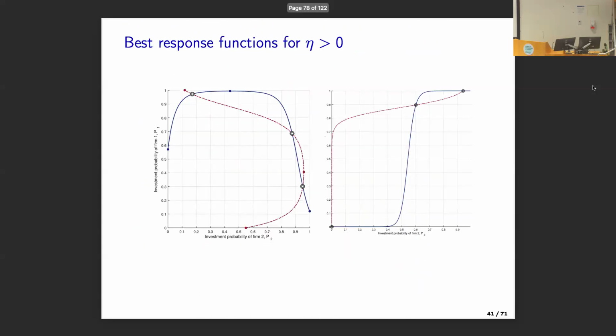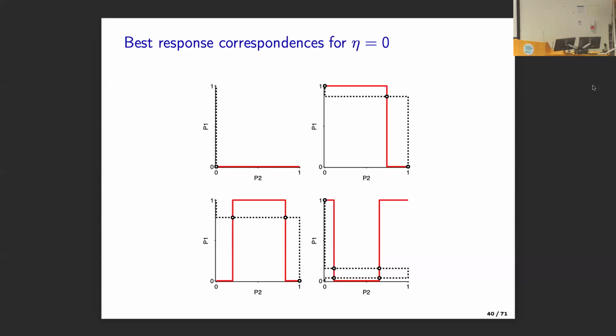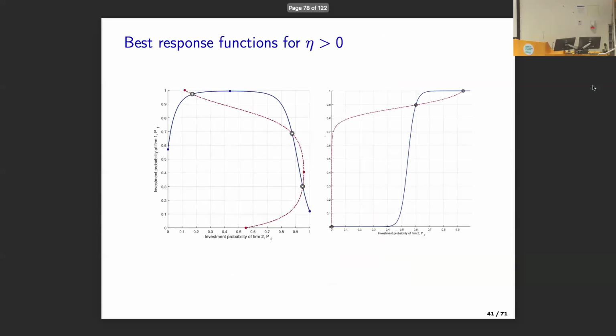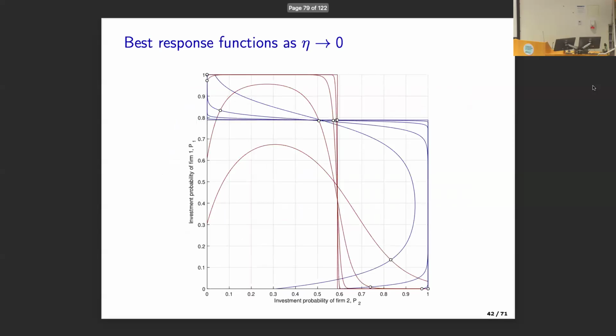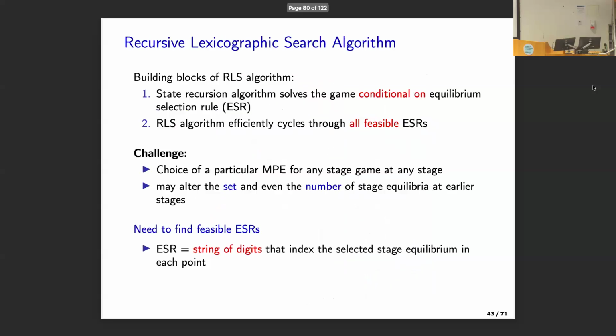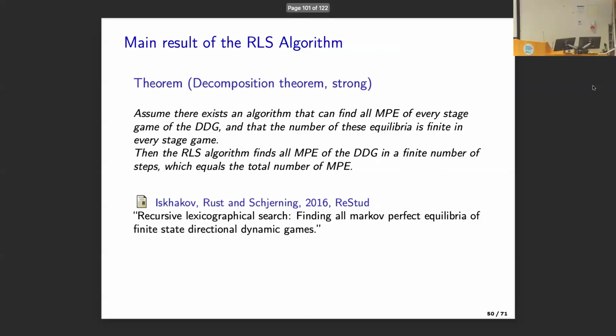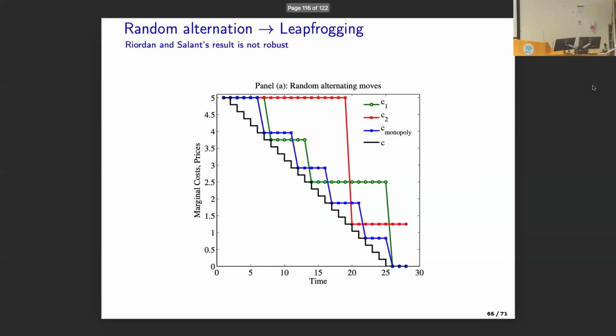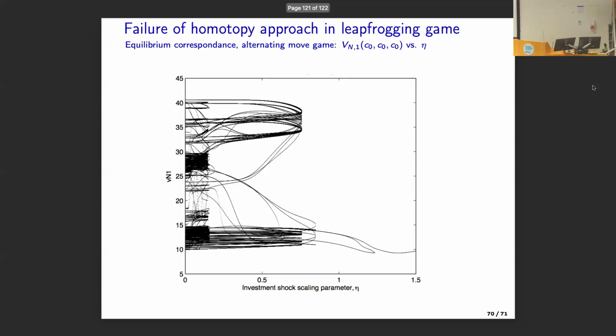Where was it? Here. So remember, these are the best responses for the players which don't have taste shocks. And if you do, then the best responses become these nonlinear functions, which are kind of hard to deal with. And as you change the scale of the taste shock, there is this nice convergence of the best responses from these more complicated curvy lines to the step functions that are much easier to deal with. And so that would be a really natural homotopy to explore in this problem.